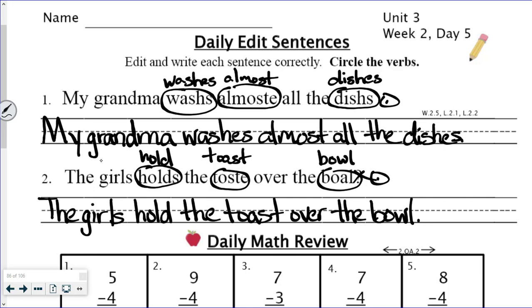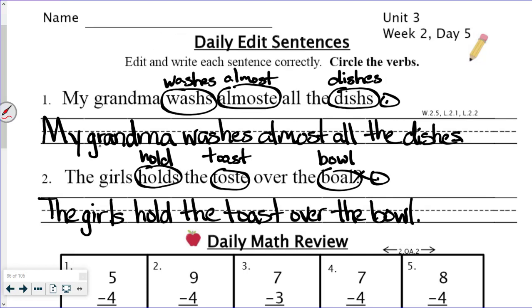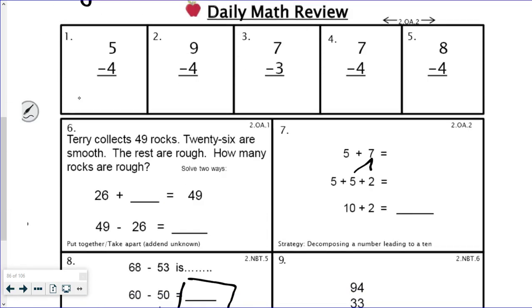Alright, now it's time to find those verbs. Let's see, what does grandma do? She's the subject. My grandma washes. Number 2 is about the girls. What do the girls do? The girls hold. Alright, we found all the verbs. Now we'll get down to the daily math review.